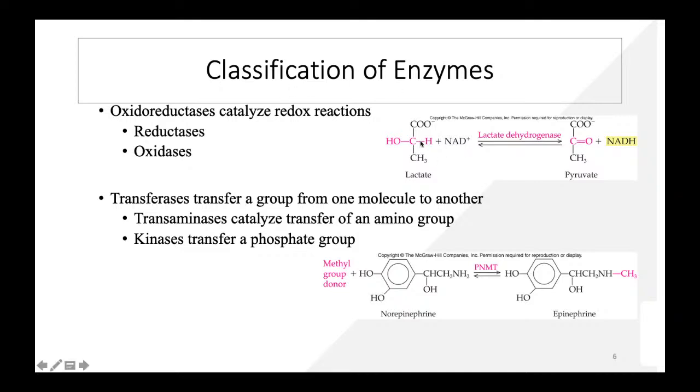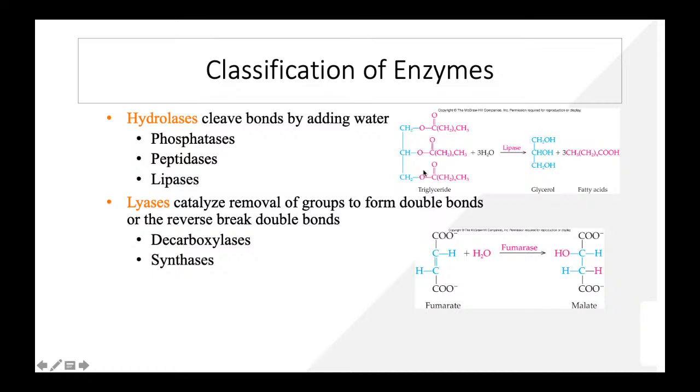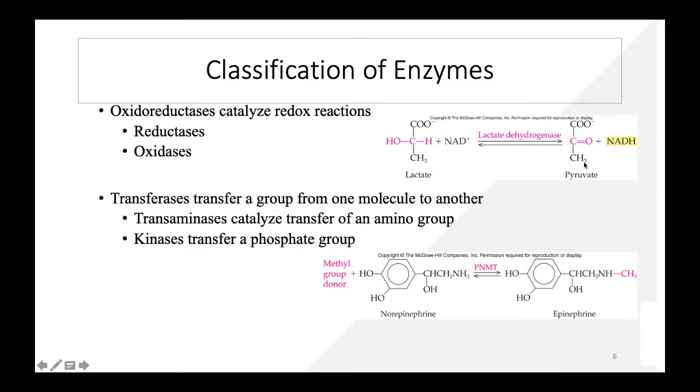So in oxidoreductase, first of all, you have lactate and then you have pyruvate. Lactate has OH, CH with COO negative, and a CH3 methyl group. And then there is NAD plus. Then there is lactate dehydrogenase, which leads to the formation of pyruvate. So it's a double bond here, and we just remove the hydroxyl hydrogen. So this is the oxidation of lactate.